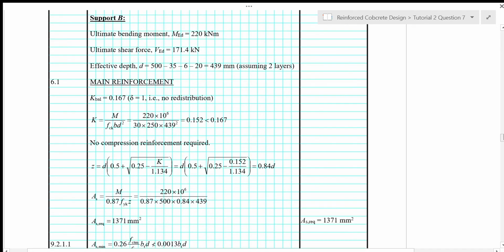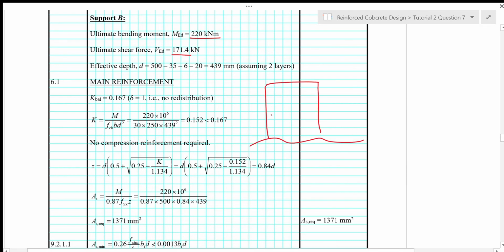Now we move on to the design for support B. So at support B, we have a design moment of 220 kilonewton meter. So we do not need to put the negative sign in the design calculation. And then the maximum shear force at support B, on the left hand side of support B, is 171.4 kilonewton, which is the largest shear force at support B. And then we assume 2 layers of steel at support B.